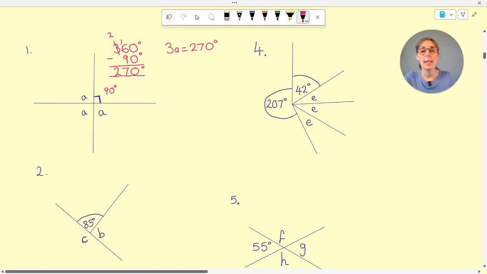Because each A is the same, we're basically going to divide 270 degrees by 3. Threes into 2 don't go, cross out, carry what you haven't used. 3's into 27, 3 9's are 27, and 3's into 0 is 0. So we have 3 lots of 90. So we've proved that A is equal to 90 degrees.